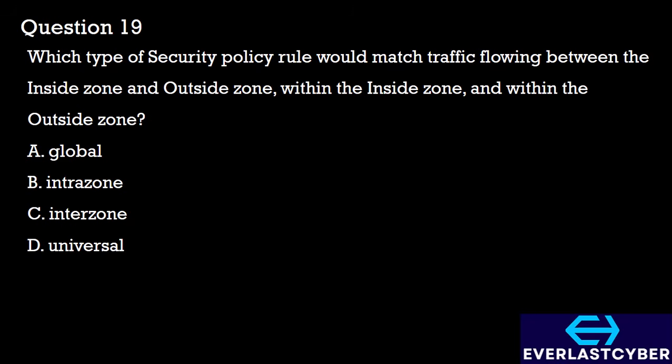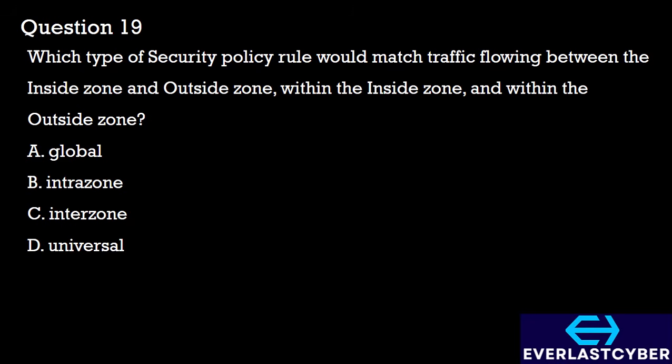A global security policy is a type of rule that is not tied to any specific zone. So it applies settings across the entire system and it is not used for matching traffic between specific zones. The intrazone rule matches traffic that flows within the same zone, such as traffic between two devices in the inside zone or within the outside zone. So this rule is not relevant for traffic between different zones.